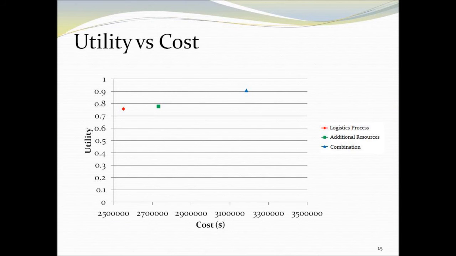Using the value hierarchy and cost estimates provided by NOAA, we were able to plot a utility versus cost chart for each design alternative. Alternatives 1 and 2 have almost the same utility, however, alternative 2 costs more by a couple $100,000. Alternative 3 yields the best results, but is far too expensive to implement.